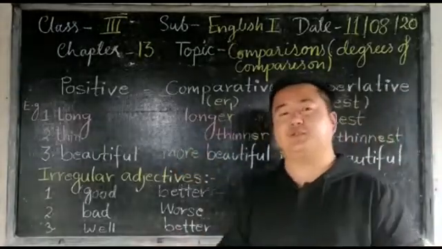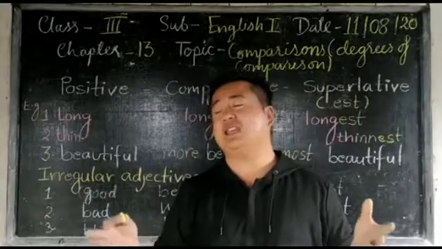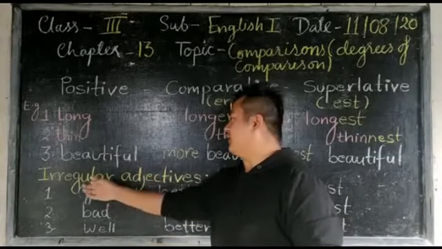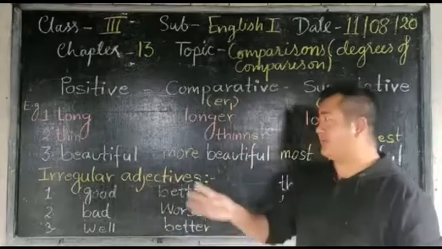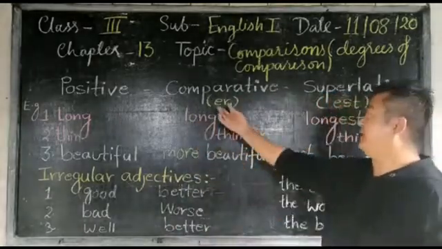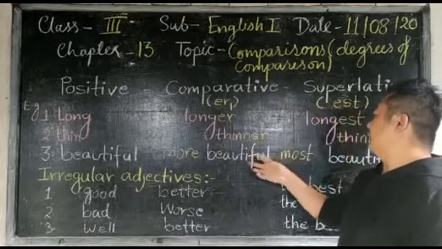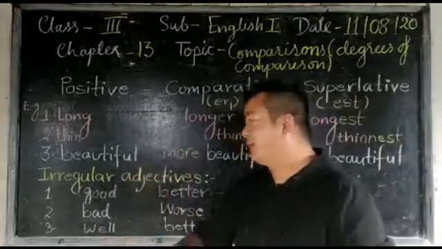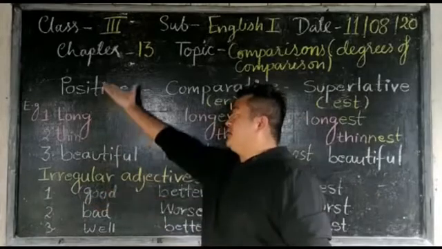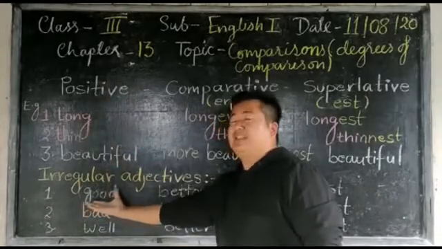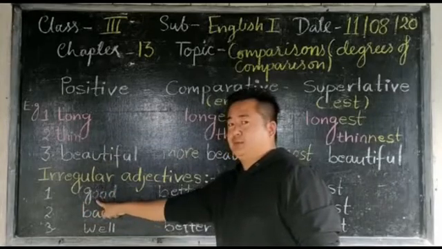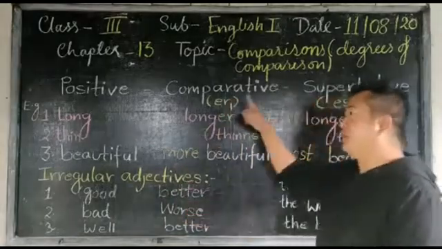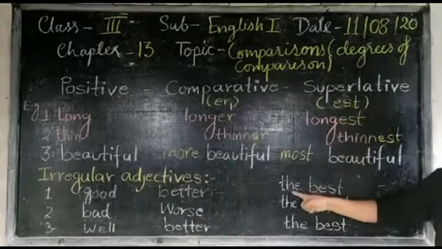So such words or such forms are known as irregular adjectives. Those words are known as irregular adjectives because they don't change by adding er, est, or more, most, but the word itself takes a different form. For example, here, good. Under positive, I have so many adjective words, that is good. When it takes a comparative form, it becomes better. And when it takes the superlative form, it becomes the best.